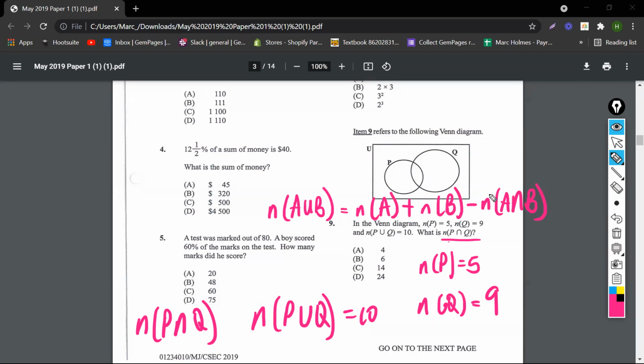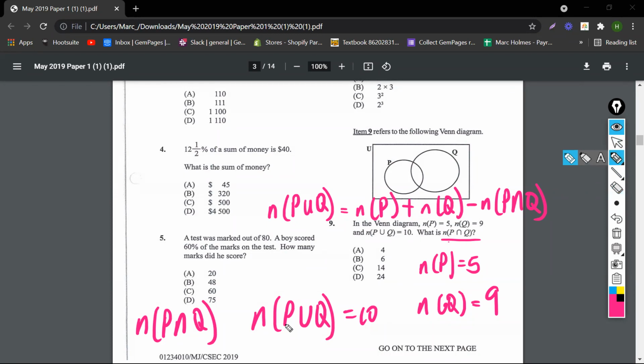So based on what they give us, guys, that's exactly what we need in order to solve this. We're going to use this same formula, but change it from A and B to P and Q. So N of P union Q is equal to N of P plus N of Q minus N of P intersect Q. This is how we're going to find the answer, guys.